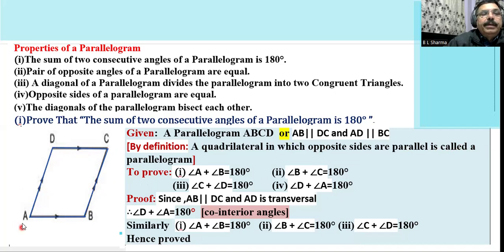किसी भी पैरेललोग्राम में जो पास वाले दो एंगल्स होते हैं इनको कंसेक्यूटिव इंटीरियर एंगल्स बोलते हैं, इनका सम 180 डिग्री होता है, एंड दिस इज वेरी वेरी इंपॉर्टेंट प्रॉपर्टी. So that's all for this first part.